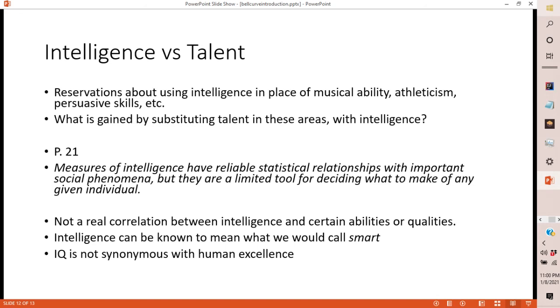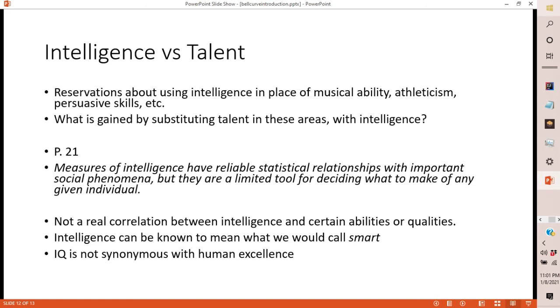So on page 21, all of this is another way of making a point so important that we will italicize it now and repeat it elsewhere. It's kind of like the main point of this book. Measures of intelligence have reliable statistical relationships with important social phenomena, but they are a limited tool for deciding what to make of any given individual. This is what I've been trying to hammer down throughout this whole first episode, guys. Individually, it's hard, but as a demographic and a group, you can start to make some claims.